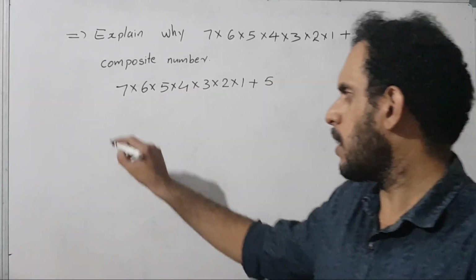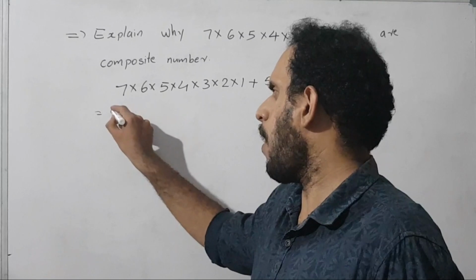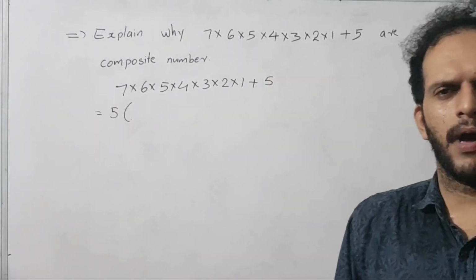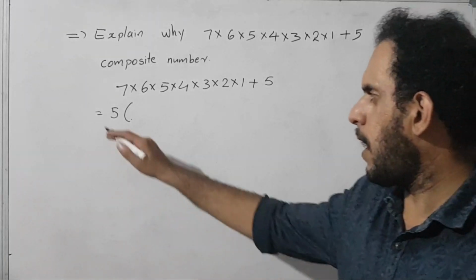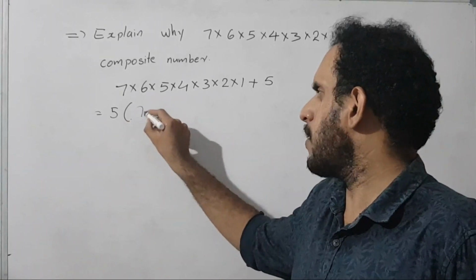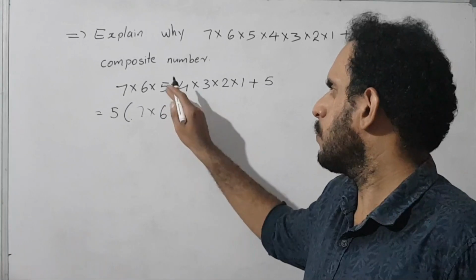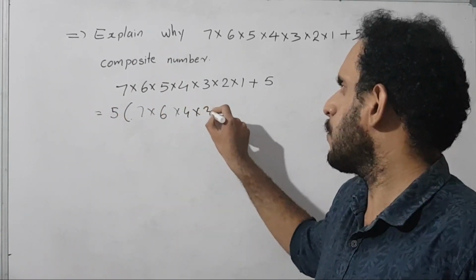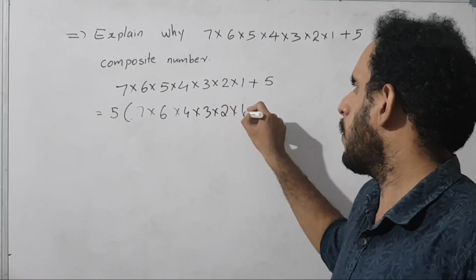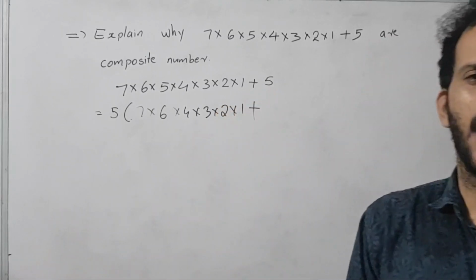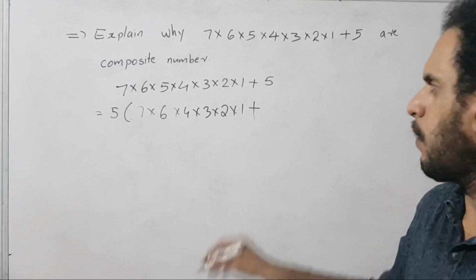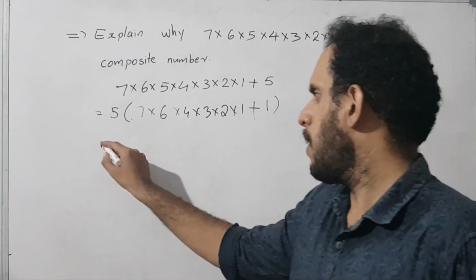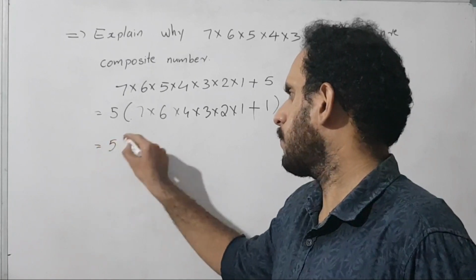So as usual, we take the common factor out. Then what is remaining? 7 into 6 into 5 goes out, then remaining 4 into 3 into 2 into 1 plus, in 5 we take 5 out, then what is remaining? 1. Correct? 1.